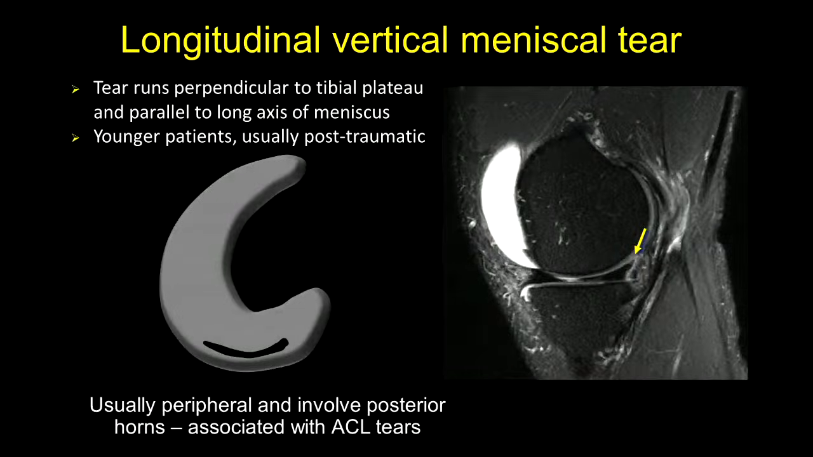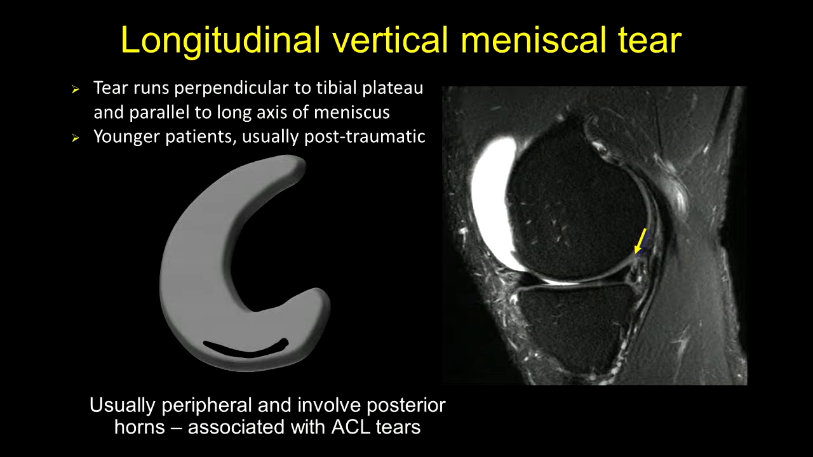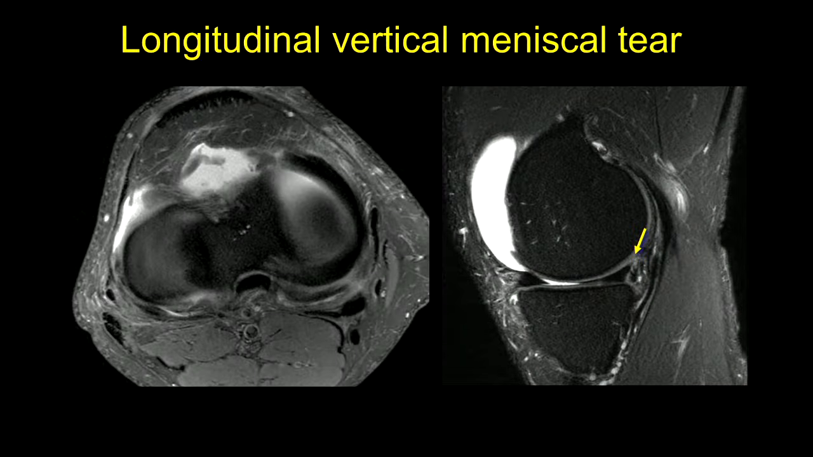In this example, we can see that there's linear signal through the peripheral portion in the posterior horn of the medial meniscus, characteristic of a longitudinal vertical tear. When we look on the axial images, you can see the signal abnormality extending throughout the posterior horn.